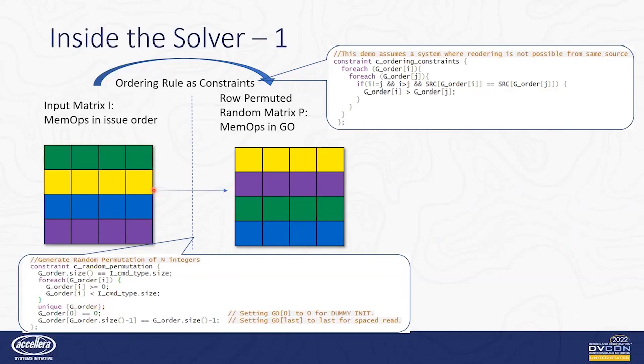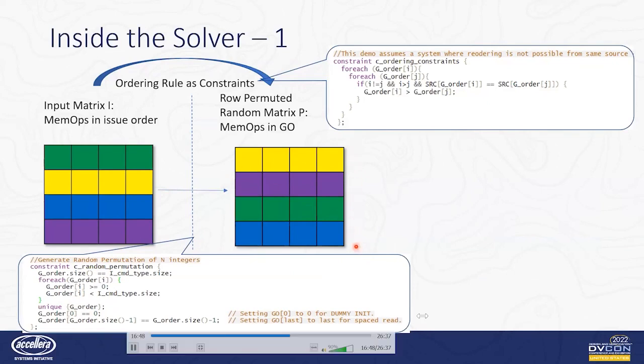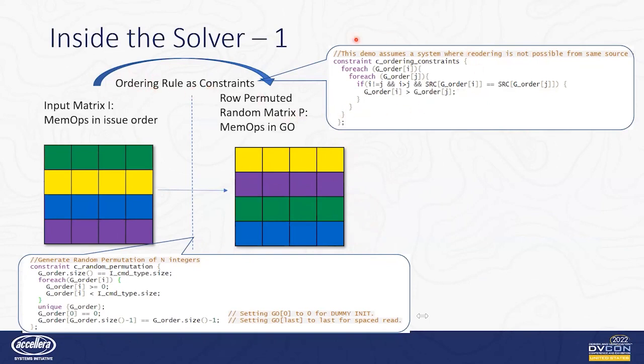And then it will use that unique permutation of n integers, the global order, to permute the rows of the input matrix I into a row-permuted random matrix P. We will assume that the memops in P, the rows, are in global order. Later on, we'll write constraints to make sure that the rows of P are in global order. But for now, we assume that they are in global order and write ordering rules as high-level SystemVerilog constraints.